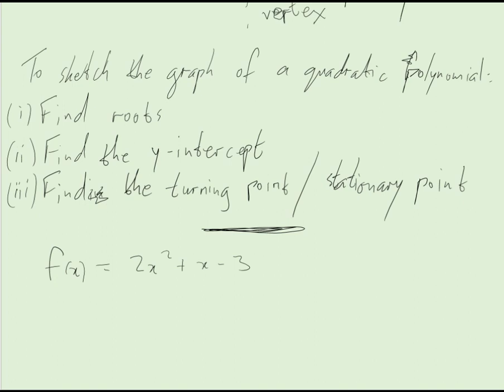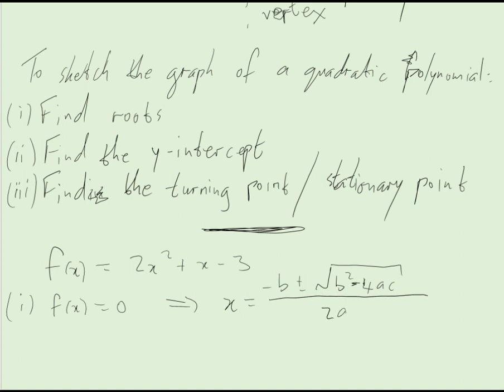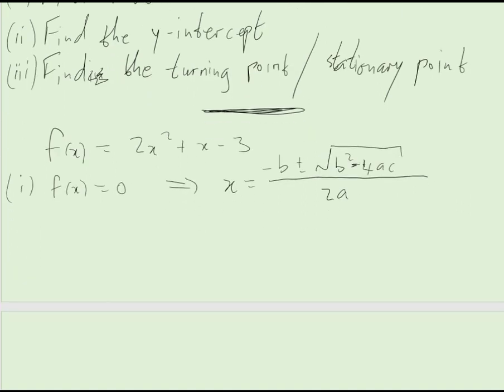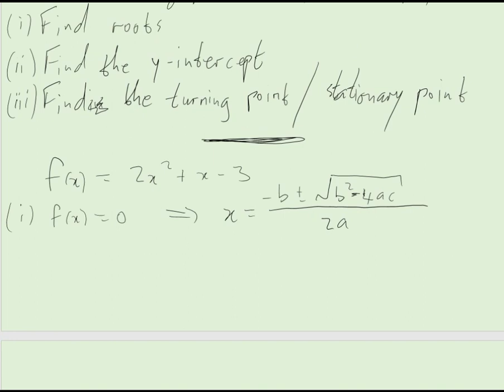Now, to get the roots, we say f of x is equal to 0, and then we solve for x. Now, we can immediately just use the quadratic formula, x equals negative b plus or minus the square root of b squared minus 4ac, all over 2a, and then we can get two values for x. This is legitimate and this is perfectly fine.